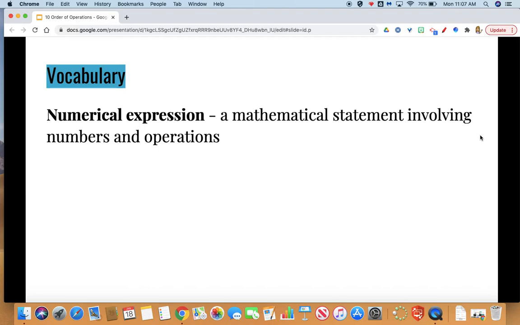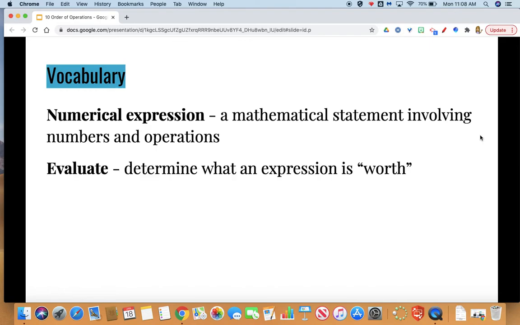A little bit of vocabulary for you. Earlier we talked about a numerical expression. That is just a mathematical statement involving numbers and operations. So 2 plus 2, that has numbers and an operation, that is a numerical expression. They can also get much longer and more complex than that, which we're going to see today. They'll start getting a little bit longer. Go ahead and write that down. Press pause if you need more time.